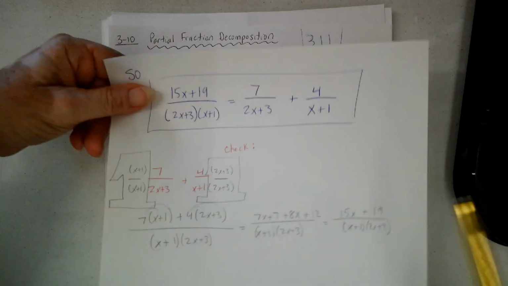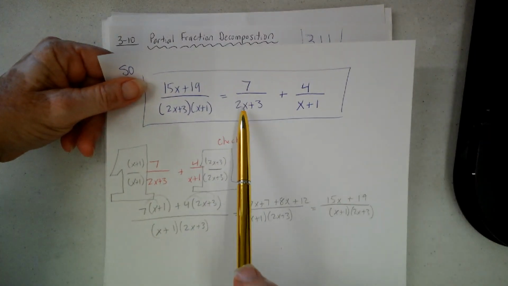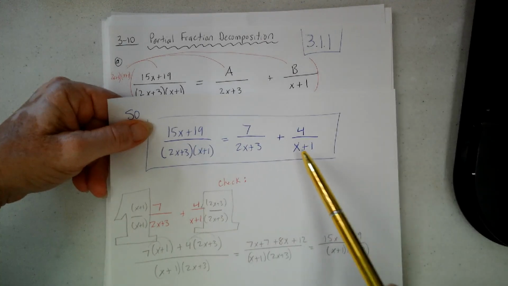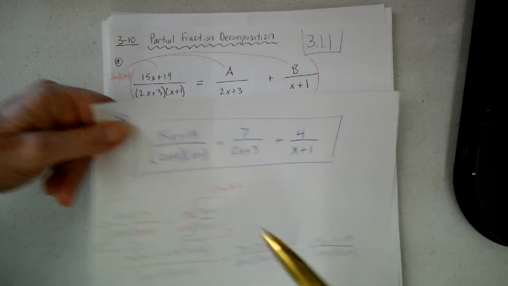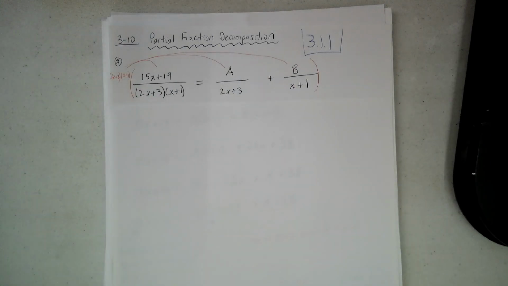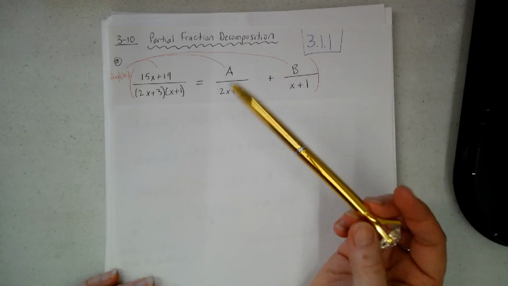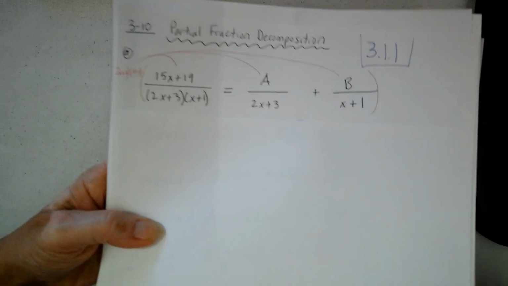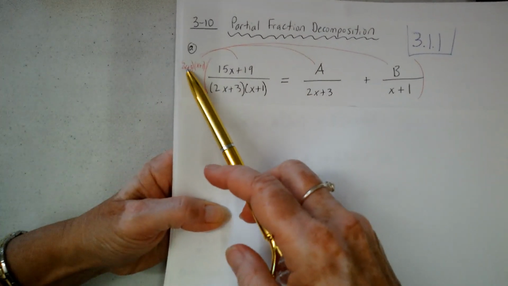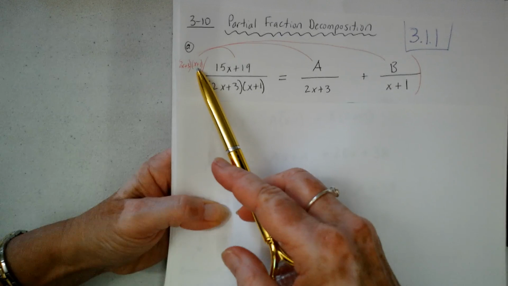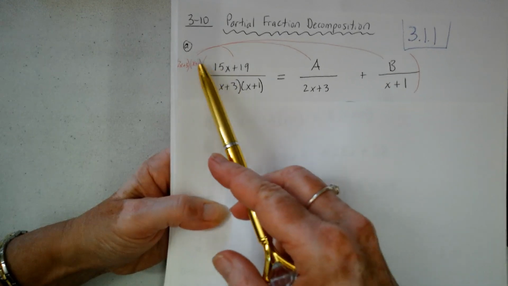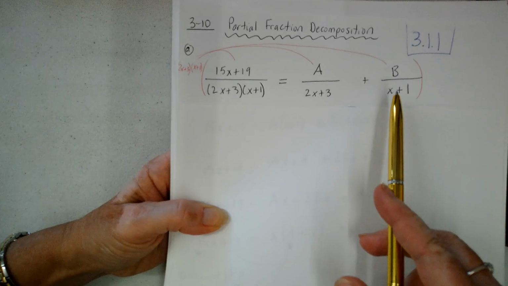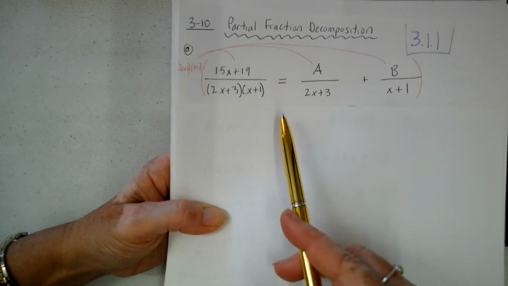Because I already did the problem, I already know that this one's 7 over that, and this one's 4 over x plus 1. I already know what it is, but pretend you don't know. So here's how you'd go about finding out. What you would do, you can't really see this, is multiply through by 2x plus 3 times x plus 1. I'm multiplying through each term, trying to get rid of the denominators.